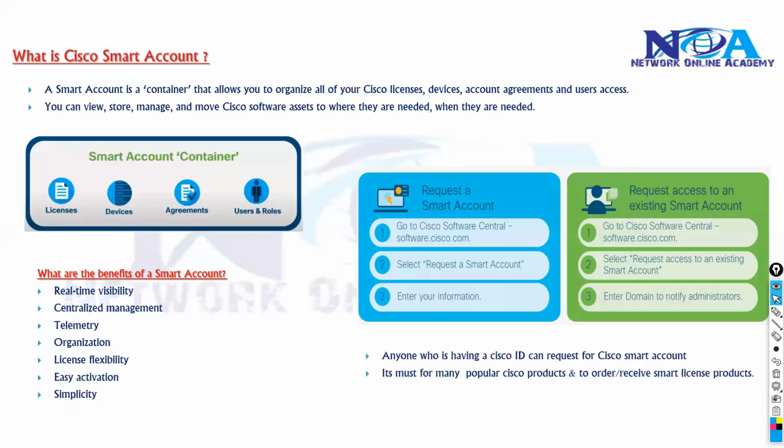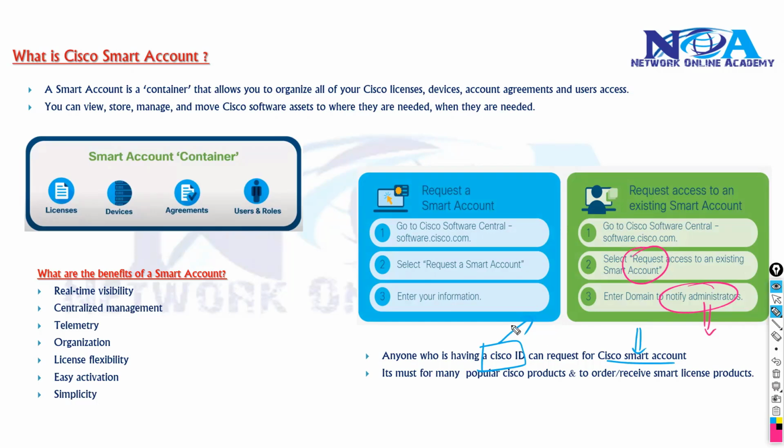So basically, anyone who is having a Cisco ID can request a Cisco Smart Account. So we'll see how exactly the process goes. But if you just have a Cisco ID, you can request for a smart account. So getting a smart account is fast and free. You don't need to do any kind of payments for this. It may take a couple of minutes, like maybe around 5 to 10 minutes to activate your account. Of course, you have to request, and you need to get an approval via email for that.